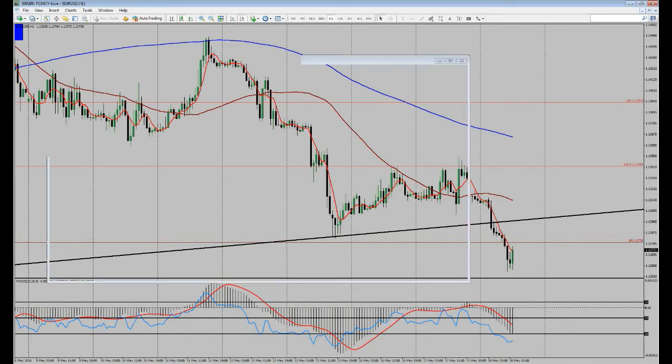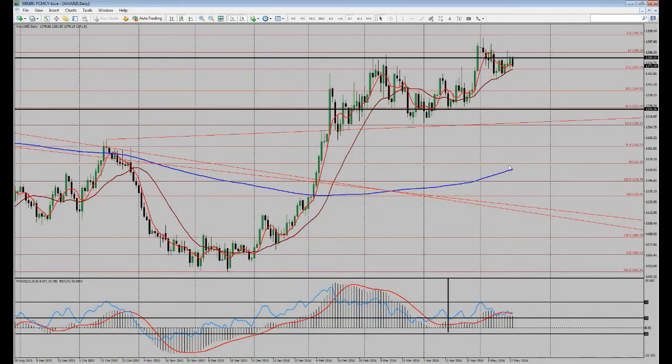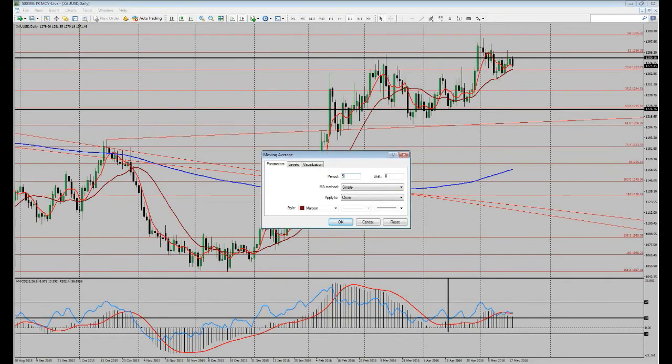That's for euro dollar. For gold, if you look into this, this is the daily time frame. Again, the 200-day moving average is sloping upwards. I have used a 20 moving average here, but let me change it to 50.